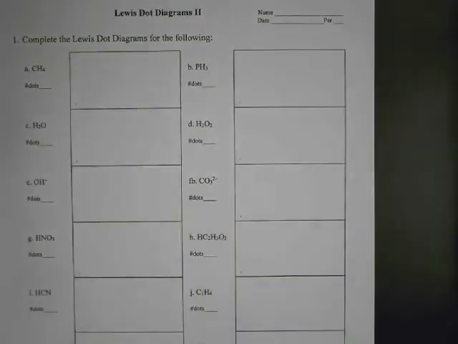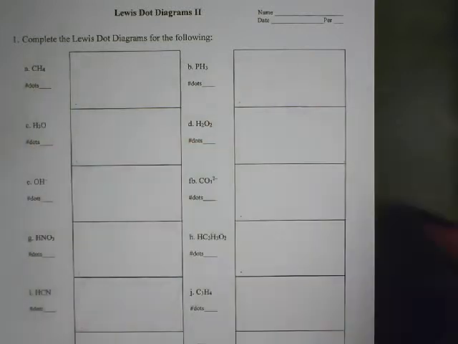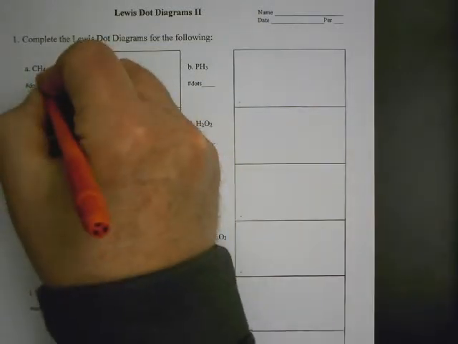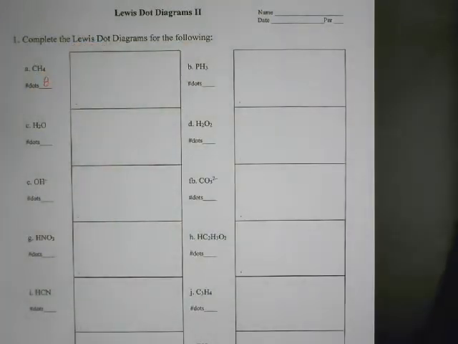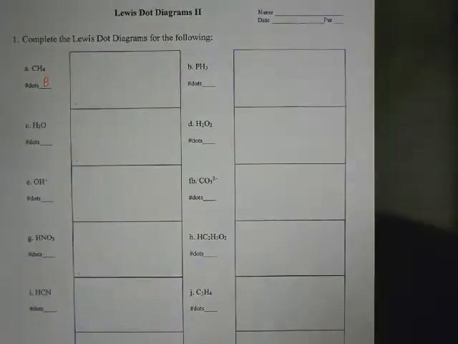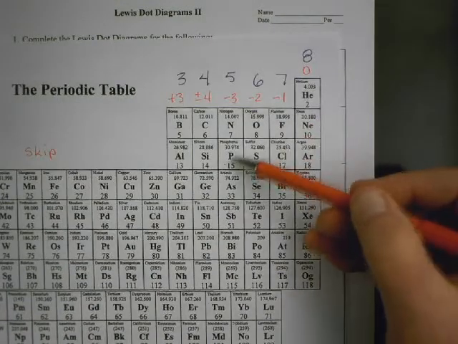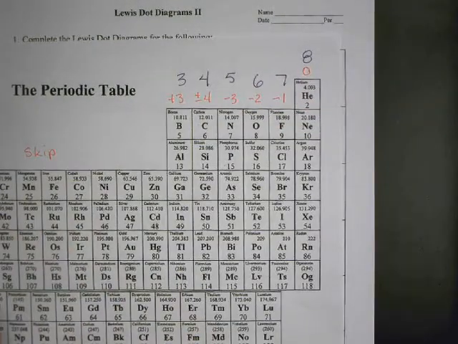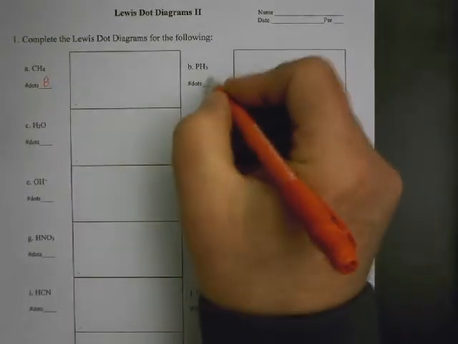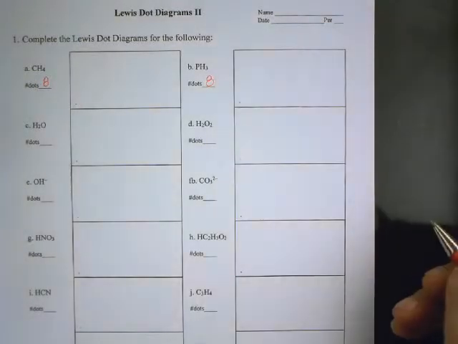To help us get there, you can check what you've done. We have one carbon, that's 4, plus 4 hydrogens, that's another 4, so that one will have 8. Here we have one phosphorus. Again, phosphorus is in the column of 5, right next to carbon. It has 5, 3 hydrogens. Again, we have 8.